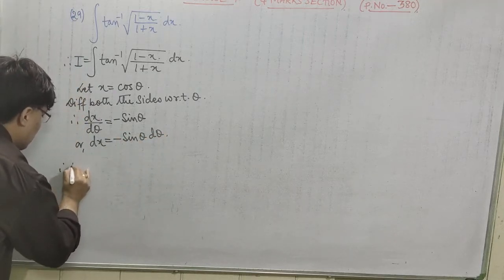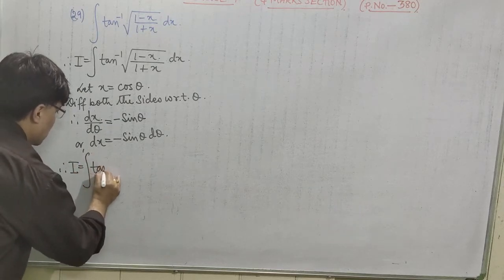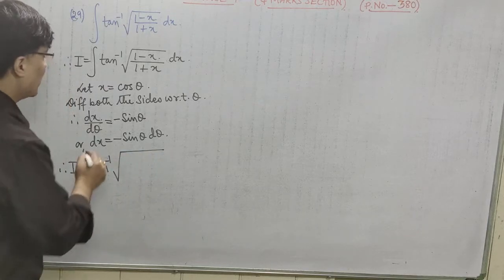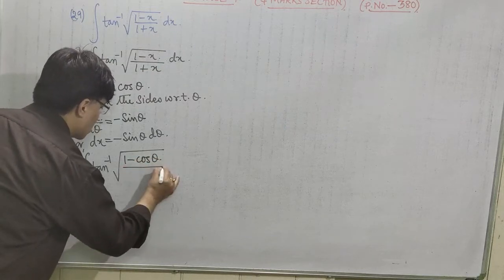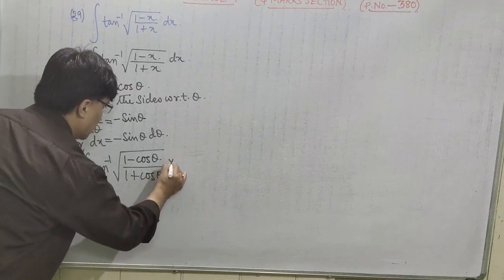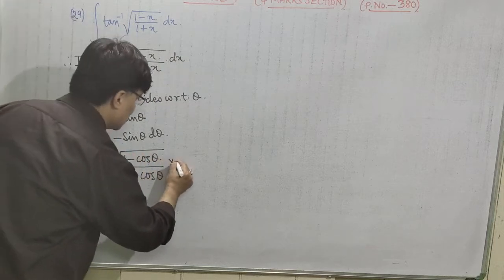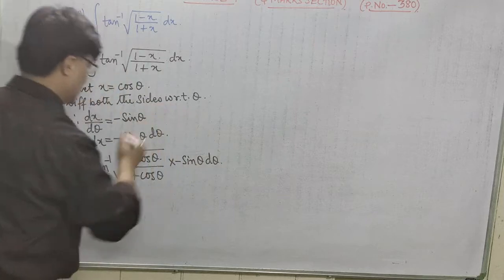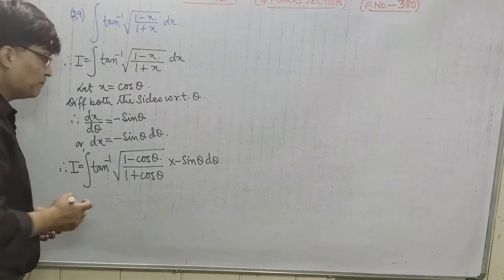So let us put these values in I is equal to integration of tan inverse within square root. What do we write? 1 minus cos theta divided by 1 plus cos theta into, and what about dx? What is dx? It is minus sin theta d theta. Is that clear? So now let us simplify it.